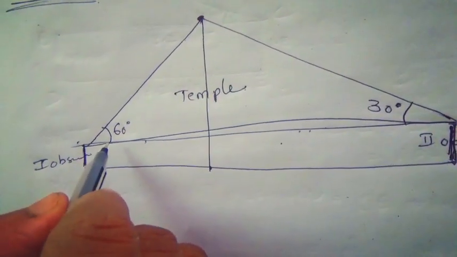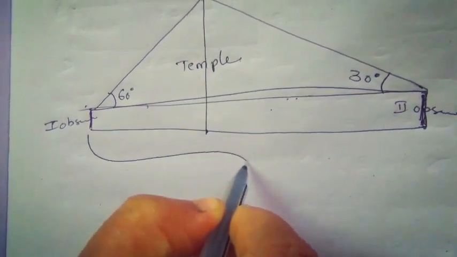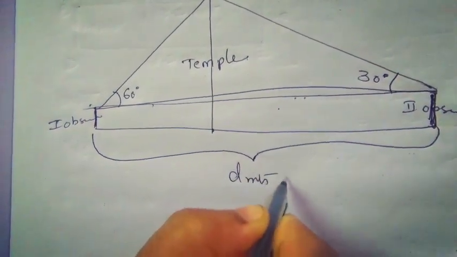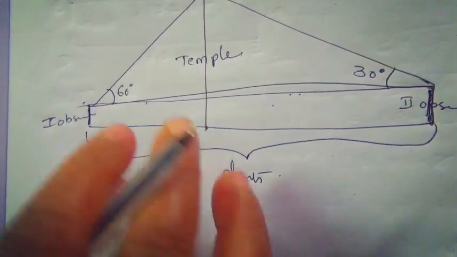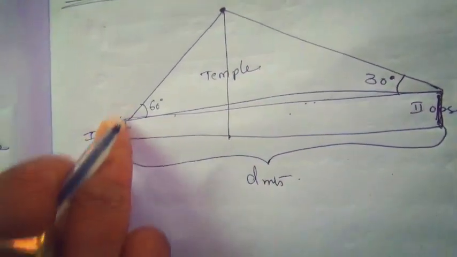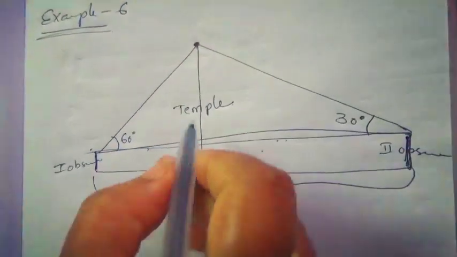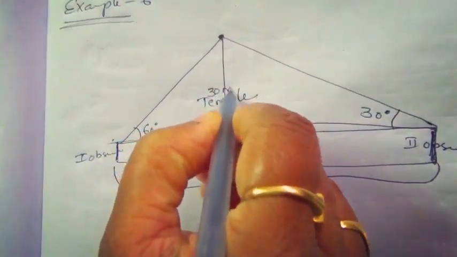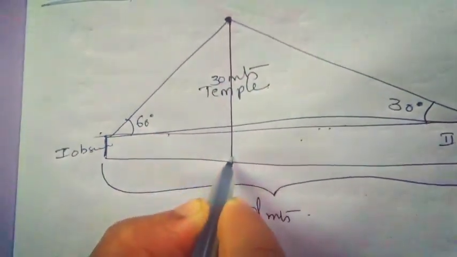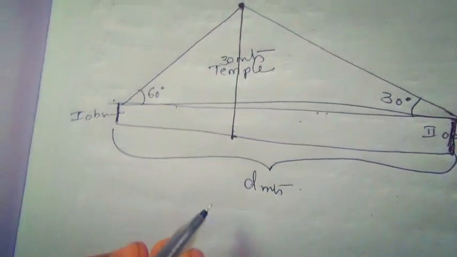Here we have to find out the distance between the two persons. What is the distance between the two persons? d meters. So we have to find out the total distance between the first person and the second person. What is the height given? 30 meters. Total height of this temple is 30 meters. This is the figure for this sum.